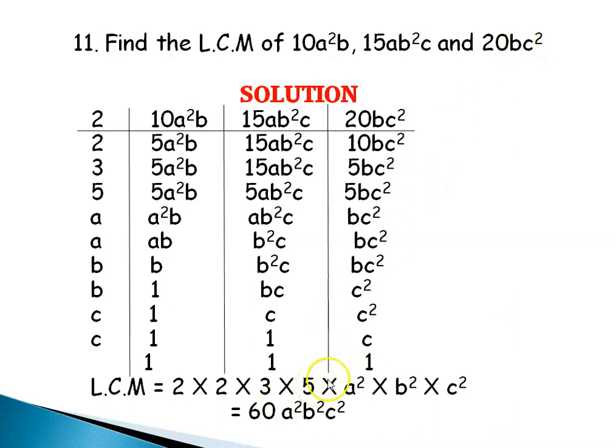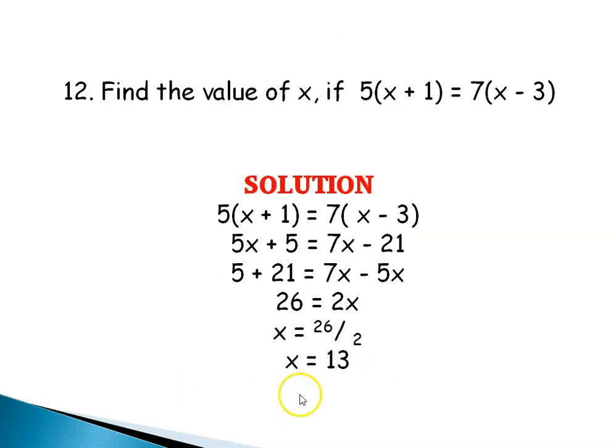If you have any issue with this question, you can rewind, pause, and go through it again. The next question: find the value of x if 5(x + 1) = 7(x - 3). So let's open this bracket. 5 times x is 5x, 5 times 1 is 5, equals 7 times x is 7x, 7 times minus 3 is minus 21.